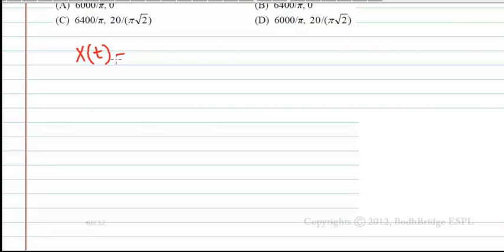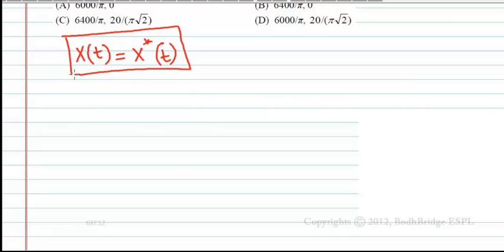Means what? For a real process x of t, how do you say real? x of t is equal to x star of t. Any signal which is real can be written in this form. Therefore, x of j omega is equal to x star of minus j omega. This is a Fourier transform pair: x of t has x of j omega, x star of t has x star of minus j omega.